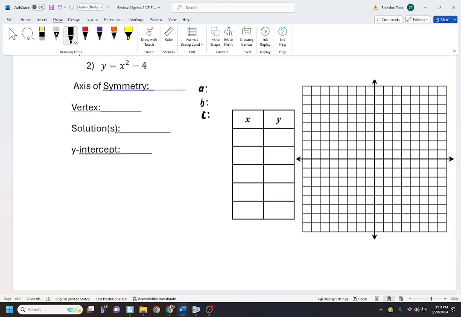All right, A, B, and C. All right, the axis of symmetry is always this formula, negative b over 2a.